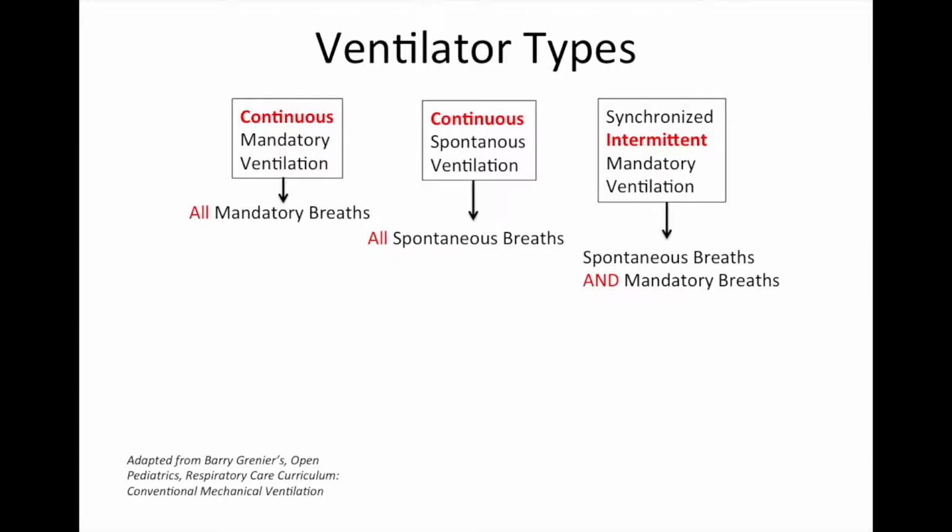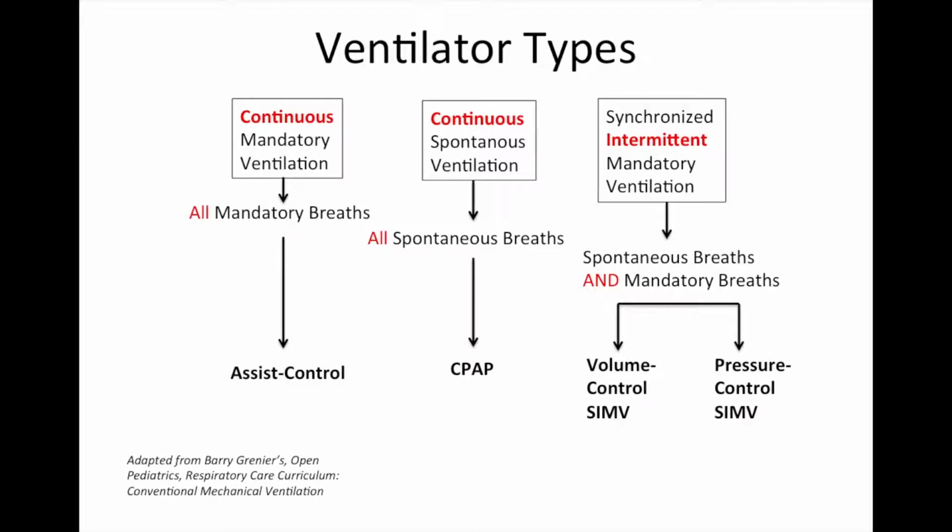An example of CMV is assist control. An example of CSV is CPAP. And two types of SIMV are volume control and pressure control. And these are the ones that we are going to talk about. Let's start with volume control.